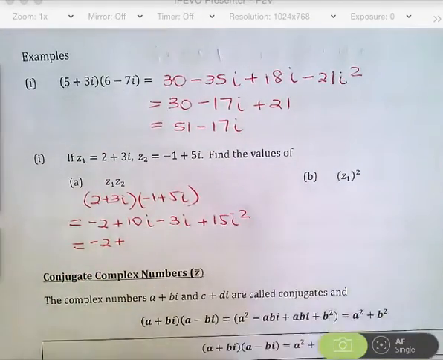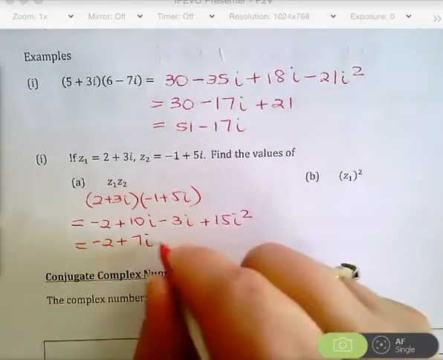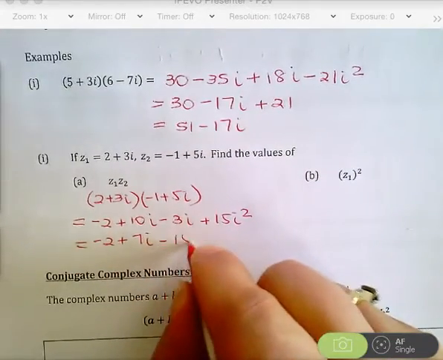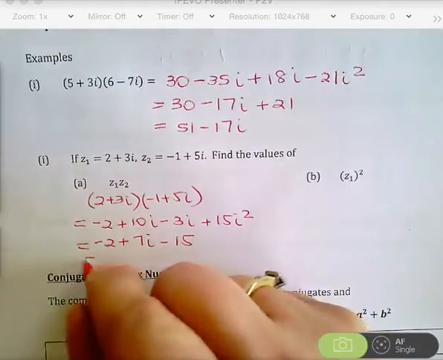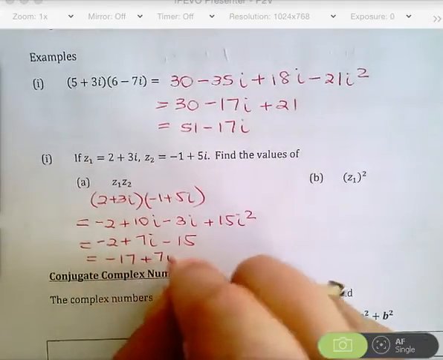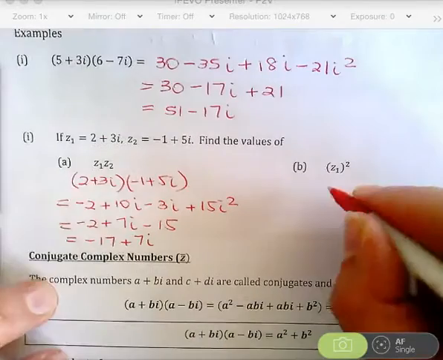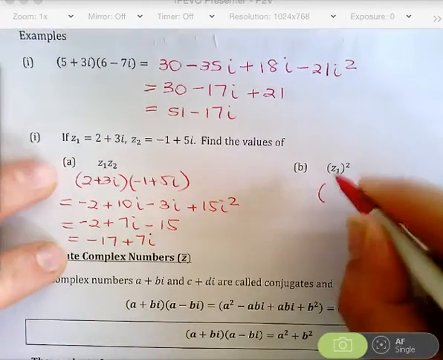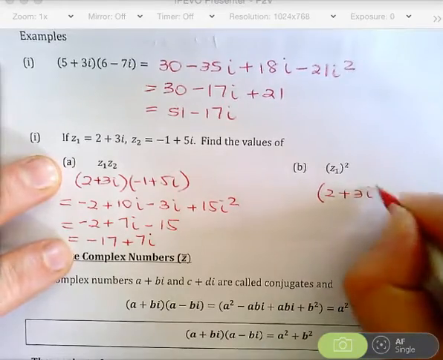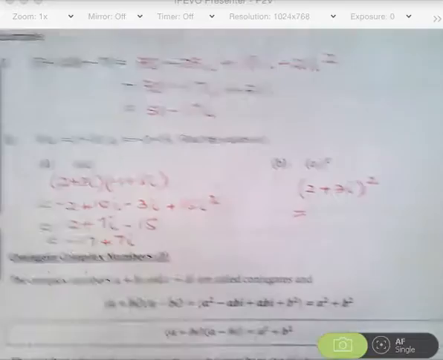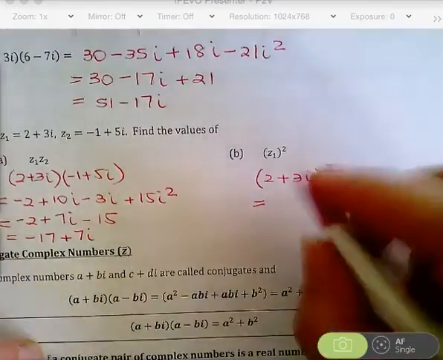So minus 2 plus 7i, what do we get? Minus 15, which is negative 17 plus 7i. And (2 plus 3i) squared, I wouldn't be putting the brackets next to each other. You want to be using a perfect square expansion. So that's 2 plus 3i all squared. Square your 2, what do you get?